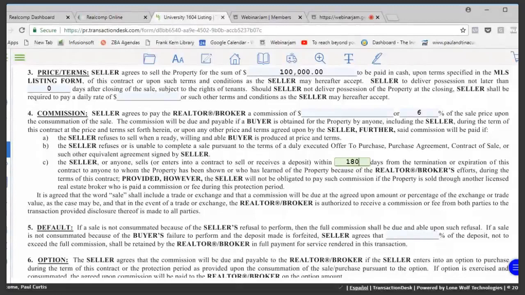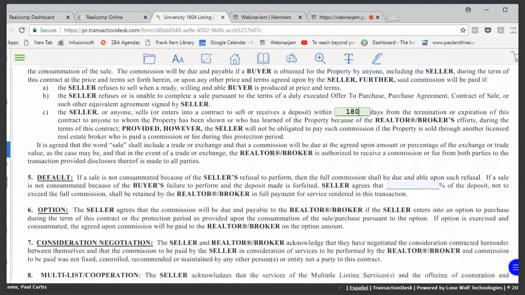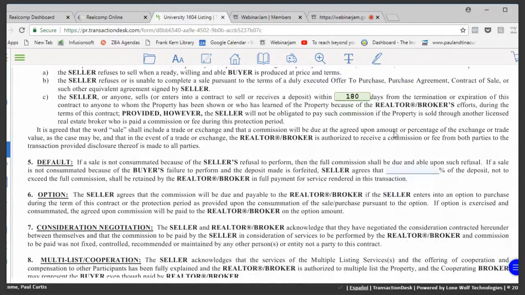Anybody that I'm the procuring cause of, and you guys should all know what that is, I still get a commission 180 days past the listing termination. And that's for various reasons, which I'll tell you another time. I won't go into it right now. You can put whatever number of days you want. I always put 180.